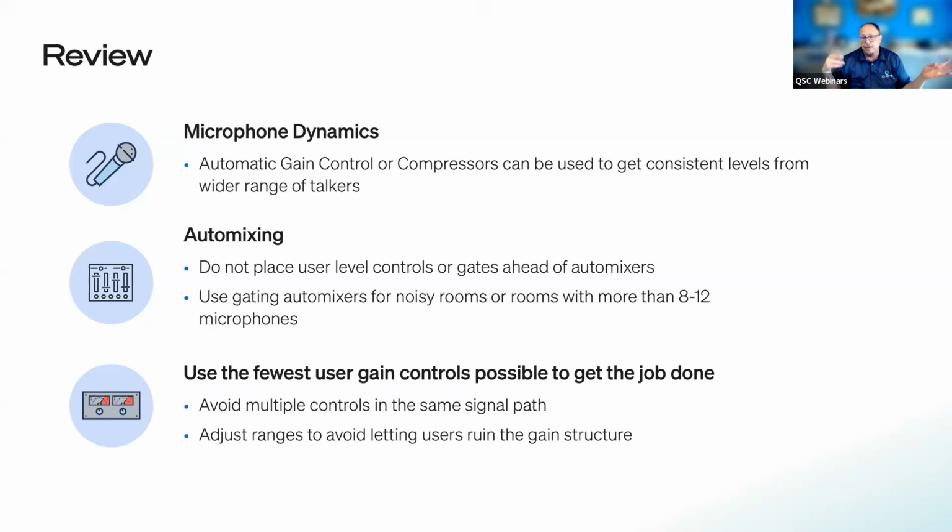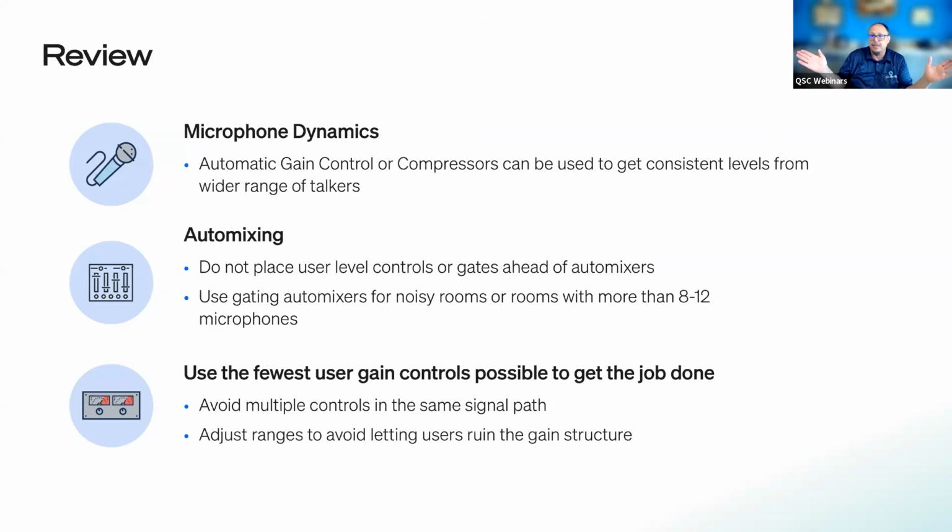So that's where your compressors, all of that stuff is. Do not use level for auto mixing. Do not place user level controls or gates ahead of the auto mixer. We did definitely talk about gates, but we didn't talk about level controls. You don't want to put a level control on, saying oh, I want to turn this mic up. Well, it's going to be the loudest signal all the time going into that auto mixer, and you don't want that. Also, use the fewest user gain controls as possible to get the job done.